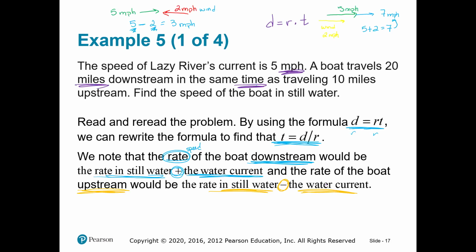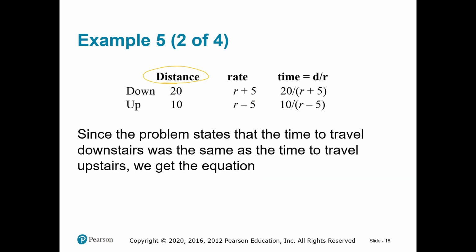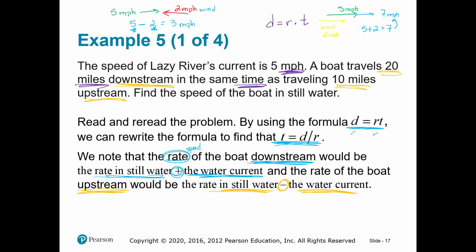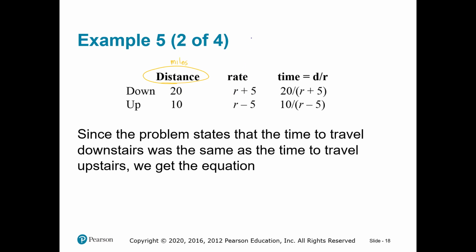Okay, so take a look. We knew that going downstream was 20 miles, and going upstream was 10 miles. So the distance downstream was 20 miles, and the distance upstream was 10 miles. The rate in still water, do I know how fast the boat traveled in still water? Nope, so we're just going to call it R. But what I do know is the speed of the current is 5. So remember, R is the speed of the boat in still water. 5 is the speed of the current.